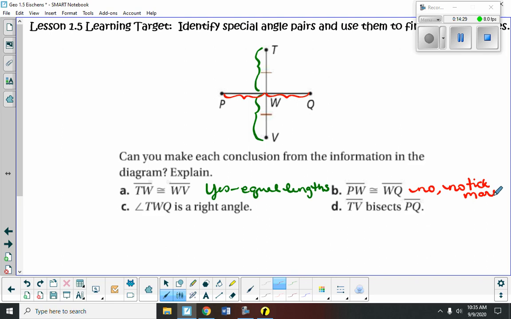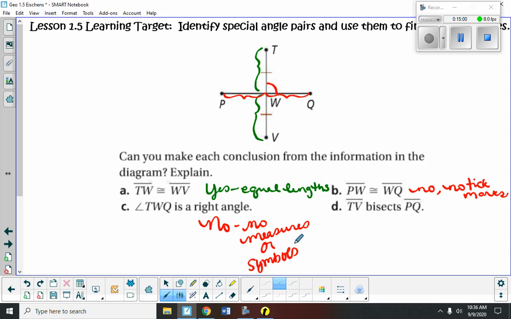The next one says, can you assume that angle TWQ, that's this right here, is a right angle? And again, no, because there are no numbers, no measures or symbols. And if it was a right angle, remember to have the little square in the corner.